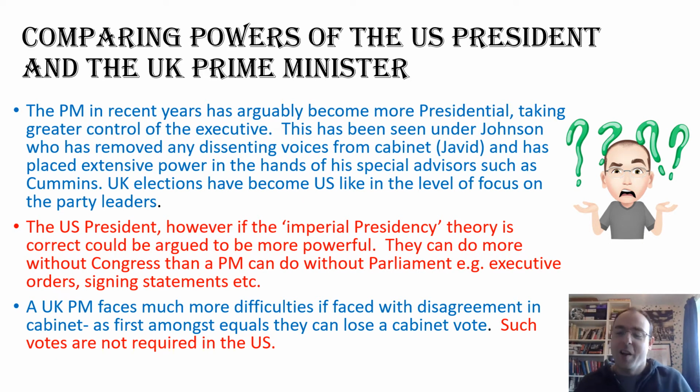Now, whilst I've argued that some parts of what's happening in America seem to be becoming more British, there are definitely aspects of the way our prime ministers act which are becoming more like the US. So prime ministers arguably are becoming more presidential. They're taking greater control over the executive. If there is a dissenting voice, a prime minister is unlikely to tolerate that in their cabinet. We saw this with Javid, when he was chancellor, and he wouldn't accept changes that the prime minister wanted to make to his team, and therefore he was gone.